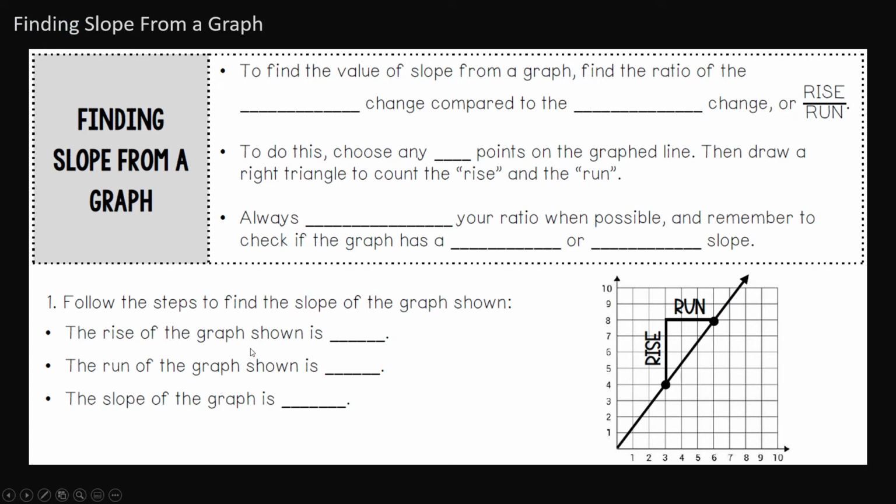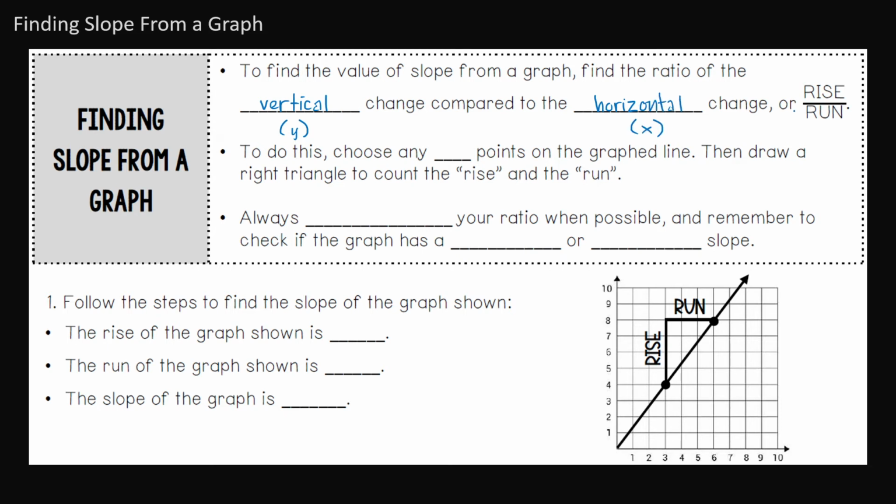Next, we want to find slope from a graph. We're going to put numbers to these slopes. So to find the value of slope from a graph, we need to find the ratio. We need to find the ratio of the vertical change, or change in y, compared to the horizontal change. That's going to be our change in x.